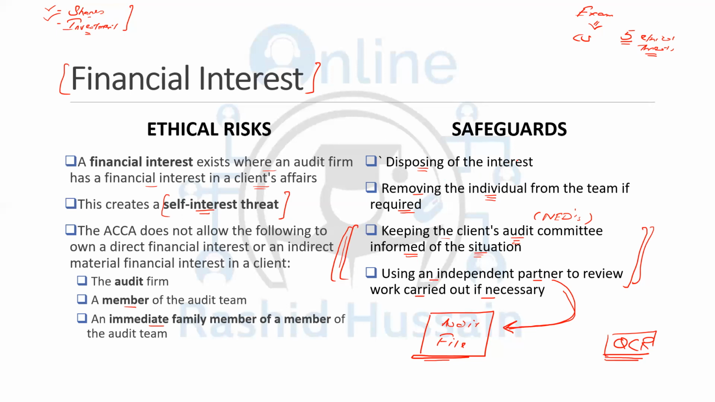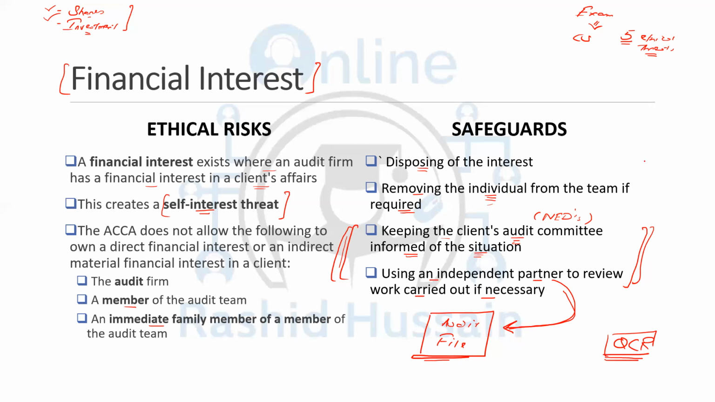But they cannot ask such a thing from, for example, the audit manager having the shares, saying you must dispose of the shares. They cannot do that, because obviously that is their personal matter. So what you can do is simply remove that individual, whoever is having the shares in an audit client, from the audit. You can take someone else.